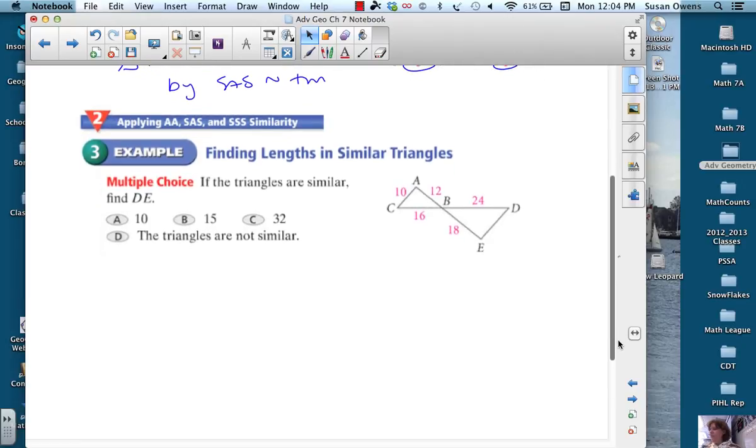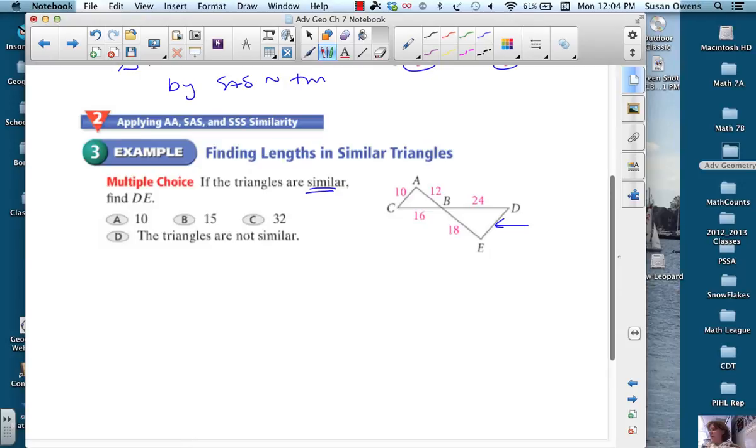Now, if we want to find parts of it, it wants me to find DE, and it tells me the triangles are similar. That's going to be important. We can't just look at them and say, oh, they look similar. They have to be given that they're similar, or we have to be able to prove that they're similar. For this one, what we can do is take two of the sides that are in the same proportion.